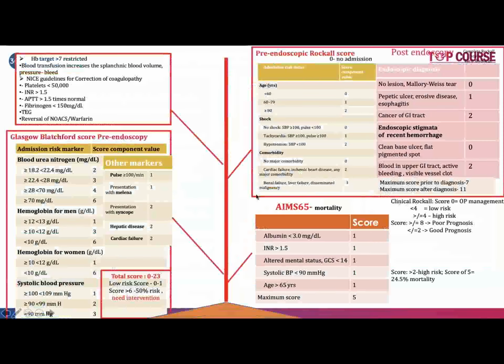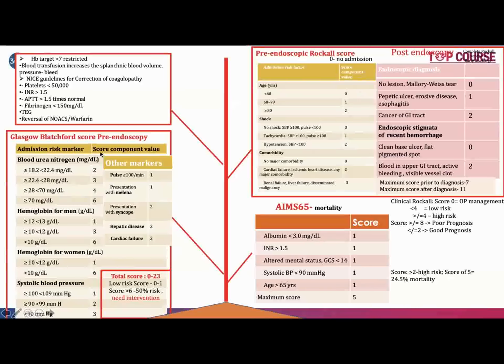Next is how you will risk stratify the patients. These are the various scores that are available. The Blatchford score, the modified Blatchford score, is the most commonly used score. This has been found to outperform the Rockall score.